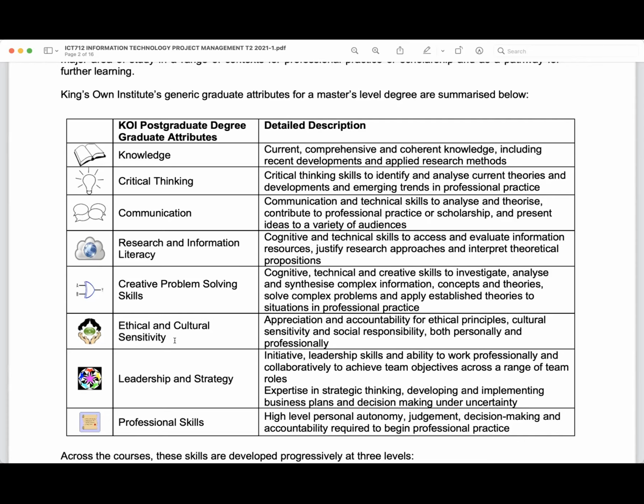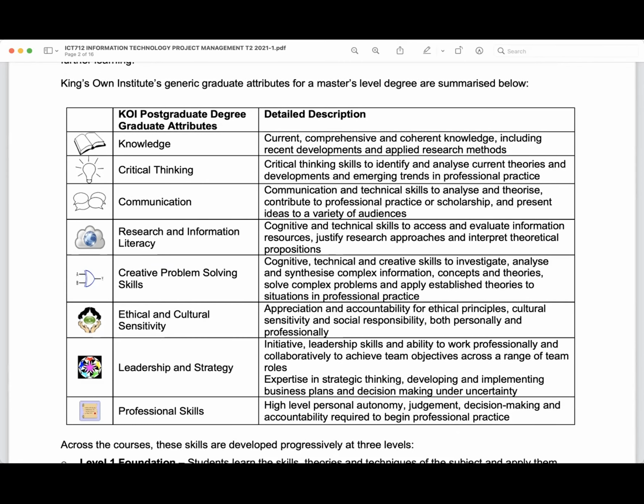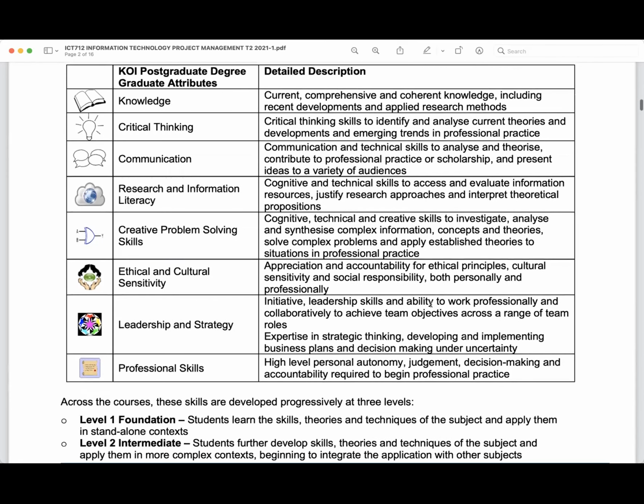It's about leadership and strategy, which are very important topics we're going to teach you. And then professional skills. How can you be professional? Professional in terms of being able to make decisions, good judgments, being accountable. If you make a mistake, say, I've made a mistake. Simply be able to look at how you are performing, and learn the knowledge and the skills and attributes that are needed to be successful when you go out there and start working in the market.